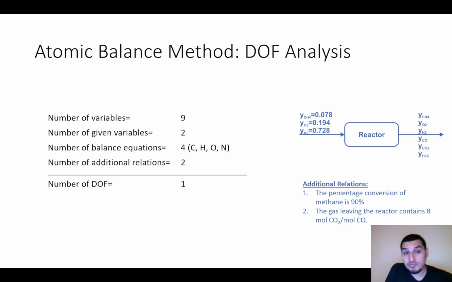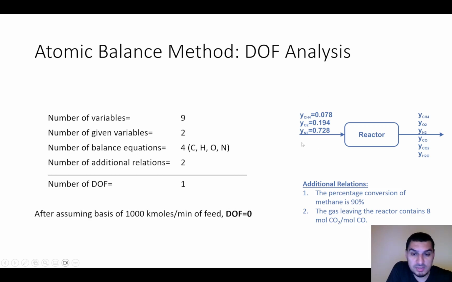This system is not solvable with the given information, but we don't have any given flow rate, so we can assume a feed basis of 1000 kilomoles per minute, for example, and this makes the degrees of freedom equal to 0. So now we can proceed with the solution. The solution will be based on these 6 equations, the 4 balance equations and 2 additional relations.